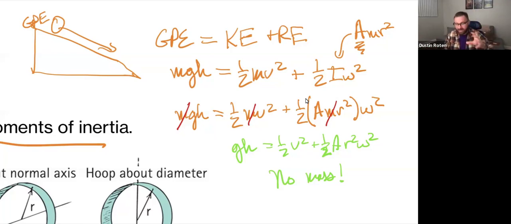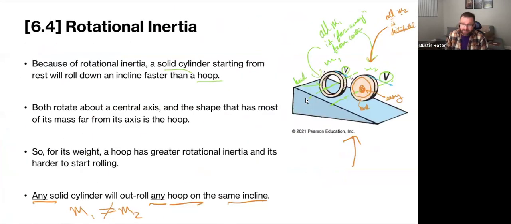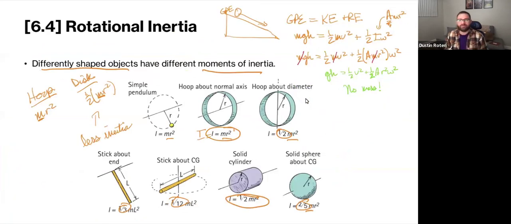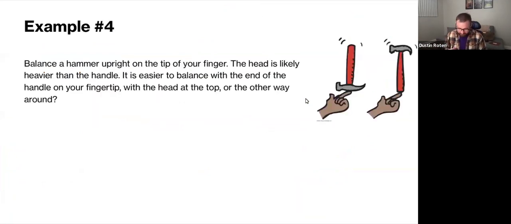It doesn't matter. So that's why when you're racing these things, you can have two objects with two different masses, and still you can go by these distributions for inertia. The hoop will always come in last. The disc or the solid cylinder will always beat the hoop, no matter if they weigh the same or not. It's weird.